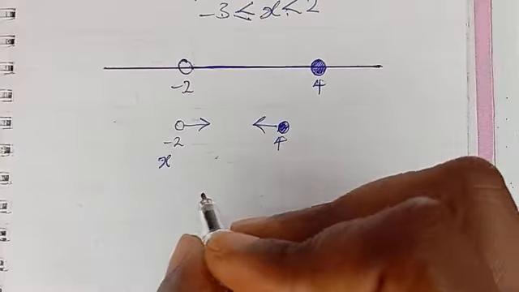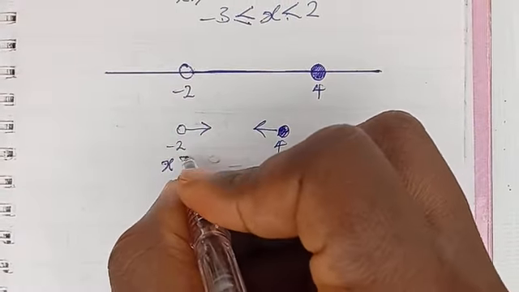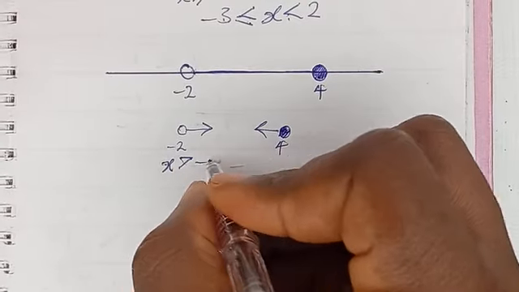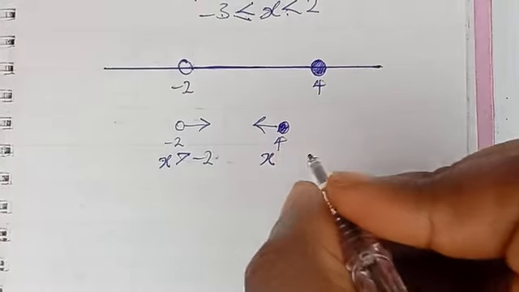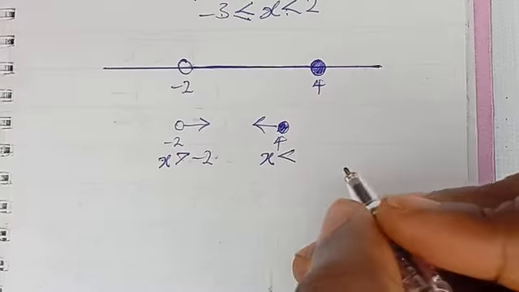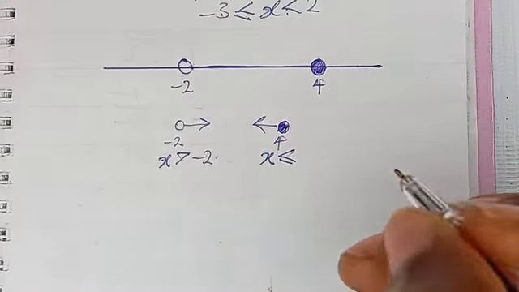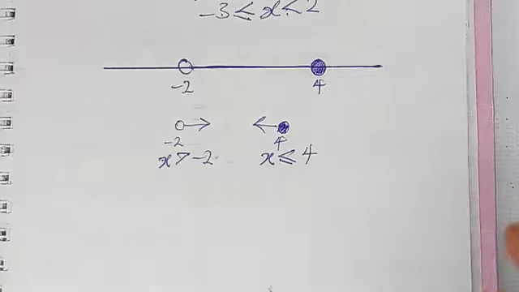Now we start with x. Do you see the direction of the arrow? That's the direction. It's open, so not equal to -2. We start with x. Do you see the direction of the arrow? That's still the direction. Since it's closed up, it's all equal to, and then we have 4.